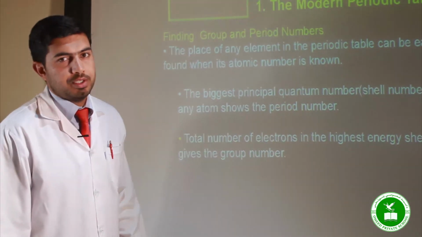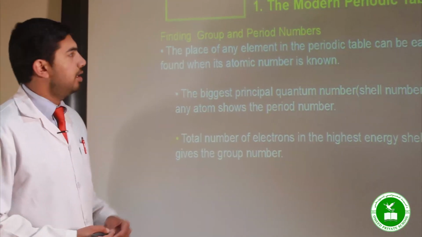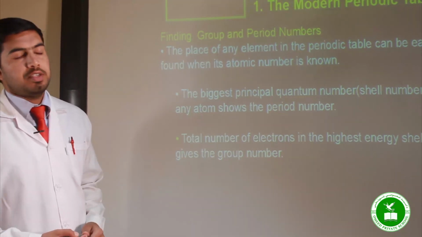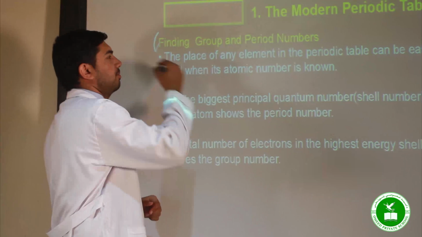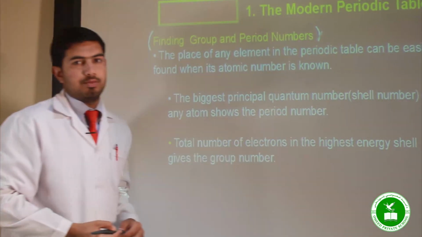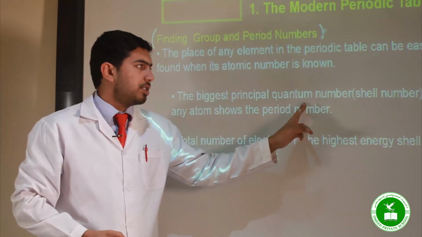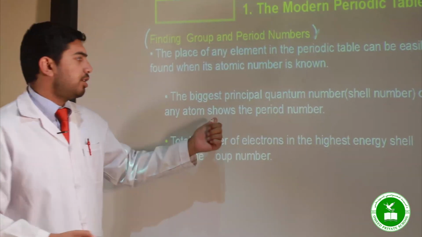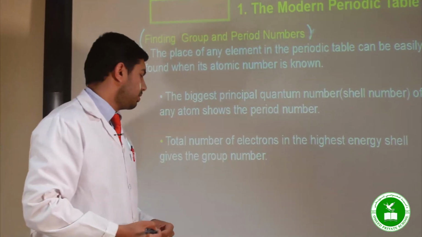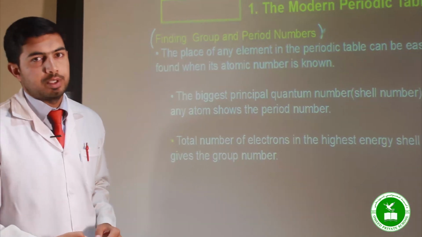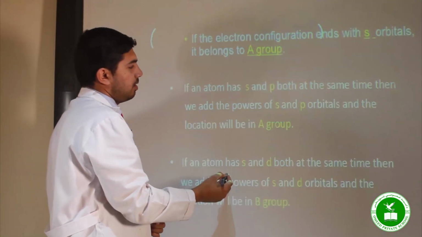Let me have a revision on the previous lesson, which was about the modern periodic table, in which we had the topic of finding group and period numbers of an atom. Let's have a quick revision. We have studied that the biggest principal quantum number or shell number of any atom shows the period number, and the total number of electrons in the highest energy shell gives the group number. And after that we solved some examples.